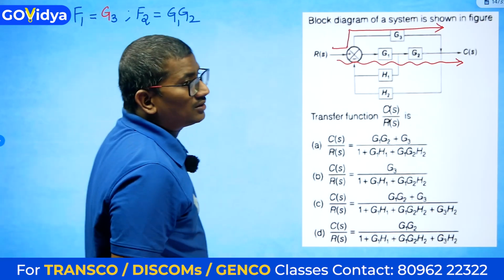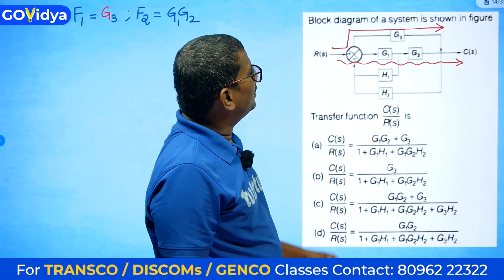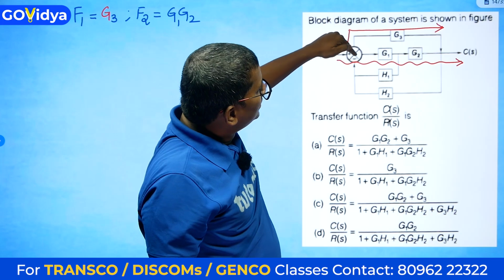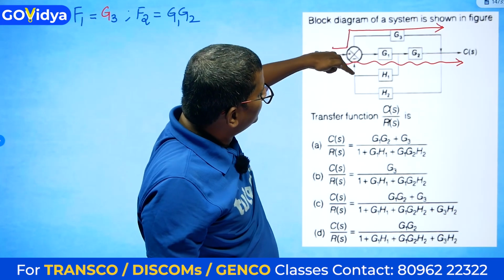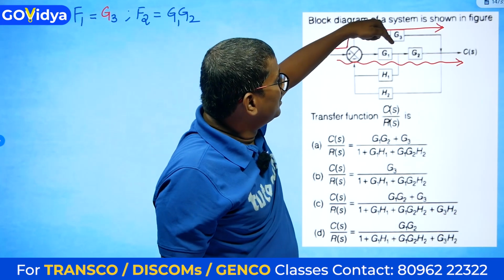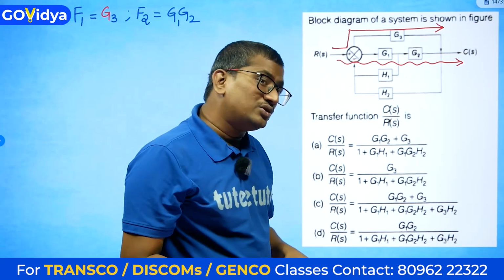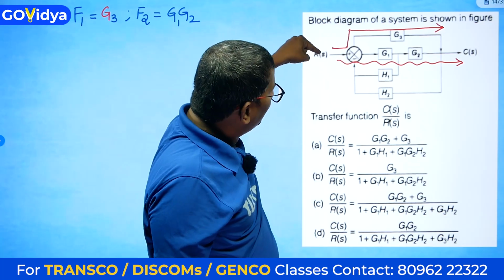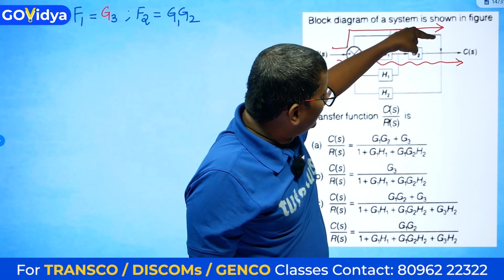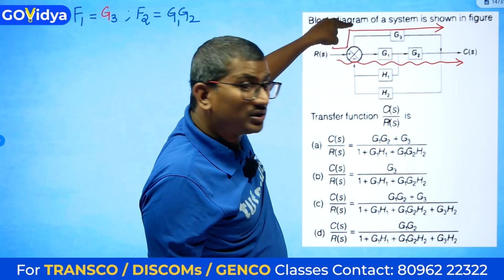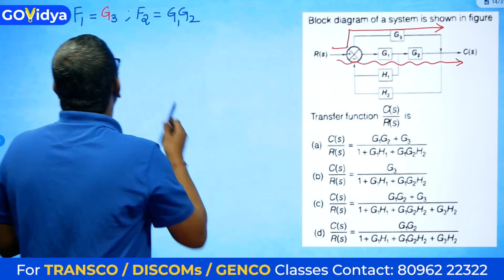How many loops are there? If you see very carefully, G1, H1 is one loop. G1, G2, H2 is one loop. One more loop is also hidden in this. What is that? You see here, G3 and H2 is also another loop.